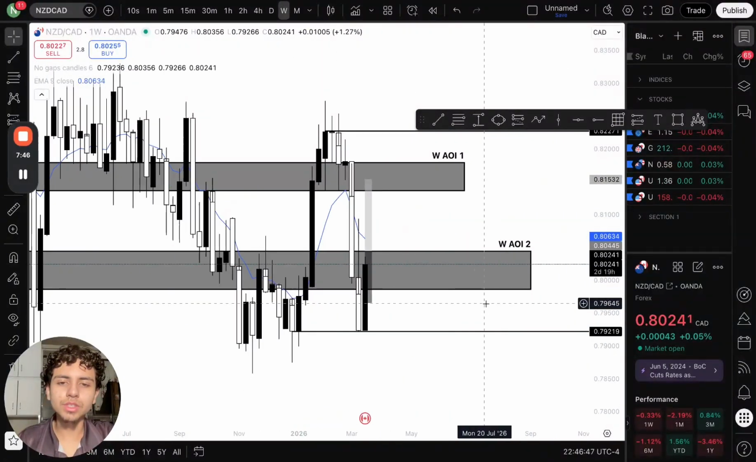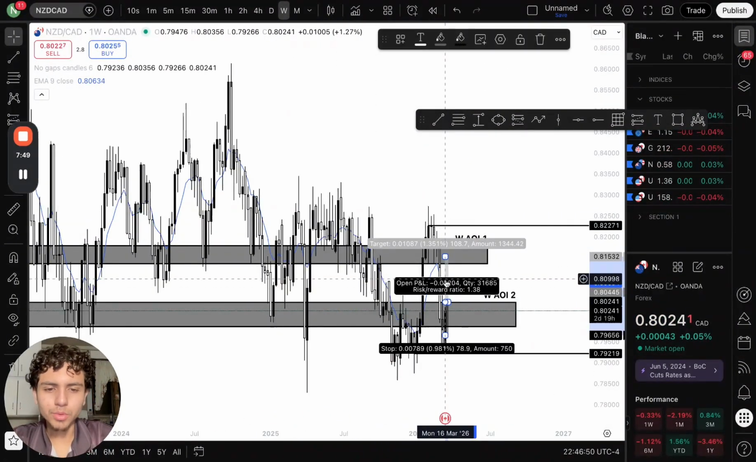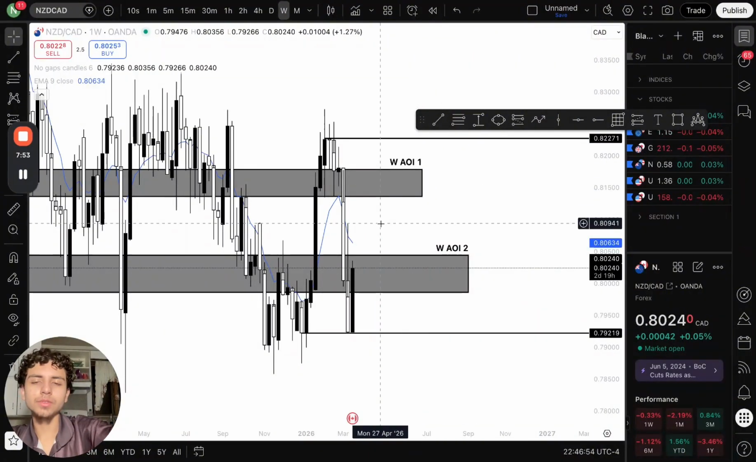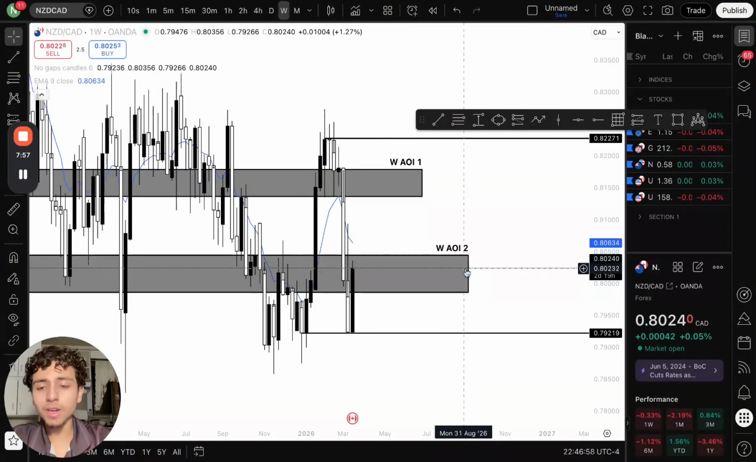The right way to find the area of interest is inside the market, inside this market over here. You know, this is how I found these areas of interest. Now, how did I find these areas of interest?